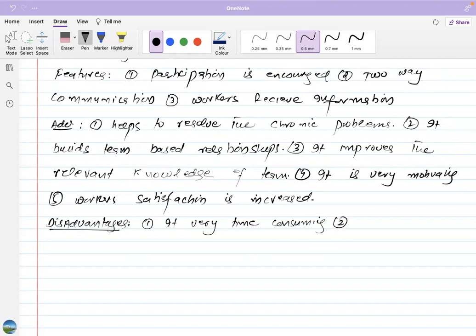It cannot suit situations where quick decision making is required.